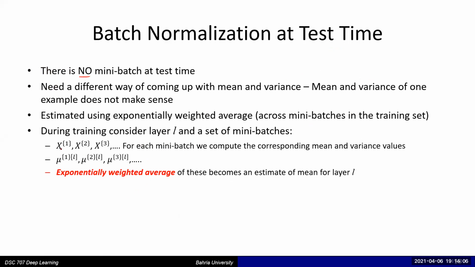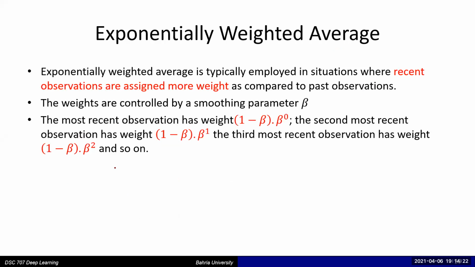So for each layer, since we have multiple mini batches, the exponentially weighted average of the mean as well as the sigma of these mini batches becomes an estimate of mu and sigma at test time, right? And as I told you, the key idea of exponentially weighted averages is that you assign more weight to the recent observation as compared to the past observation, right? And what is the weight factor? That is controlled by a parameter which we are calling beta. This is not the same beta that we were using in the previous expression, but since this is a standard notation, we are keeping it.